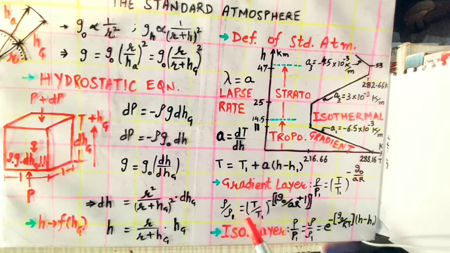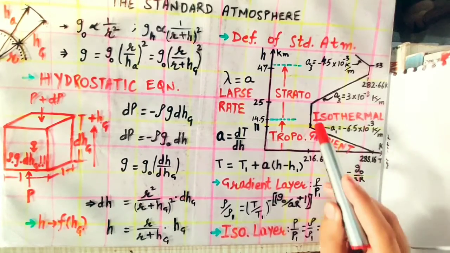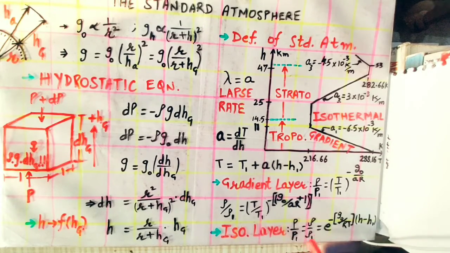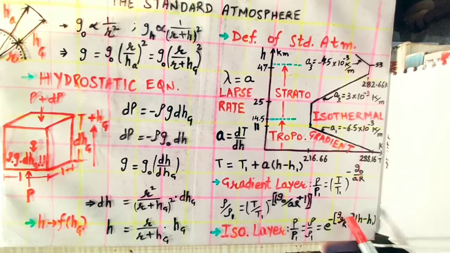And rho by rho1 is equal to (T by T1) raised to the power minus of whole (g0 by aR plus 1), bracket close. And above the gradient we have the isothermal layer. In the isothermal layer we have the pressure and density ratio equal to each other, which is equal to e raised to the power minus g0 by RT. In the power only, (h minus h1) is multiplied by g0 by RT.